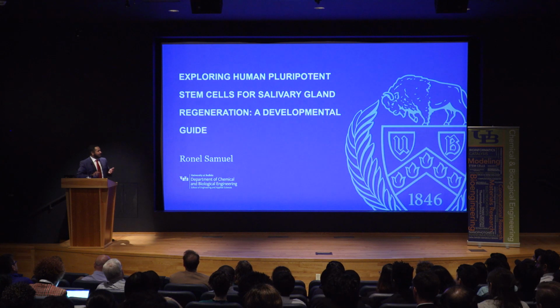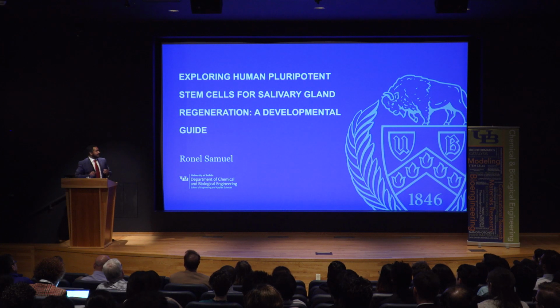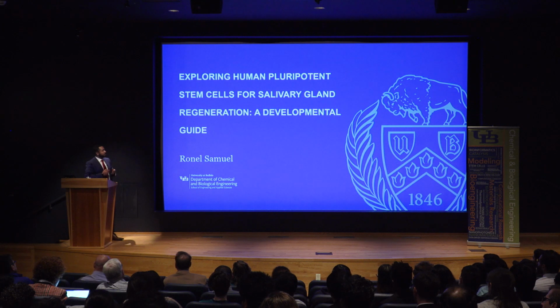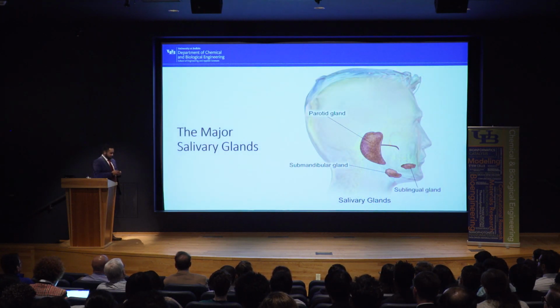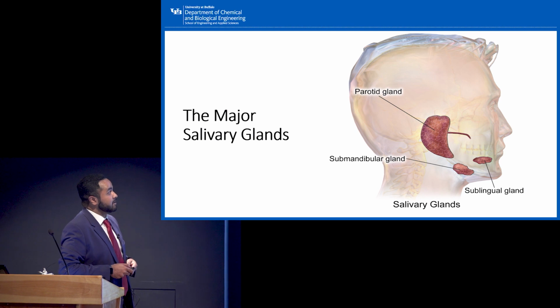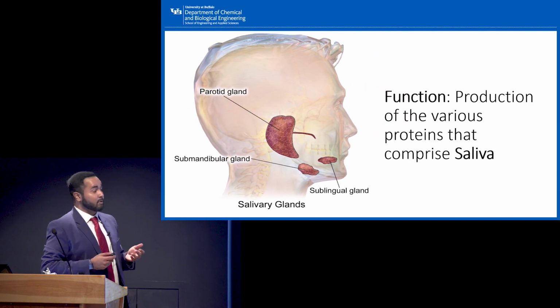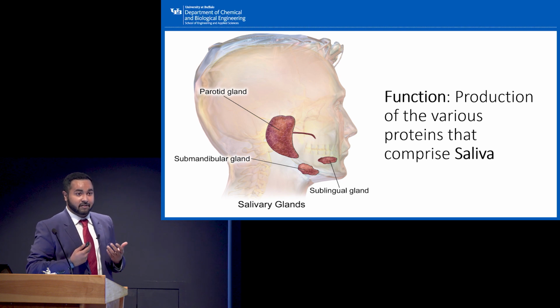So, as you probably are wondering, what are salivary glands? The entirety of my PhD has been on different strategies of regeneration of the salivary gland. And today I'll be sharing with you a developmental-based guide of how we regenerate the salivary gland. So what are the salivary glands? Well, your body has three major salivary glands: the parotid gland, the submandibular gland, and the sublingual gland. Their main function is to produce saliva. So if you're wondering what saliva is, it's that liquid in your mouth which you can feel right now.